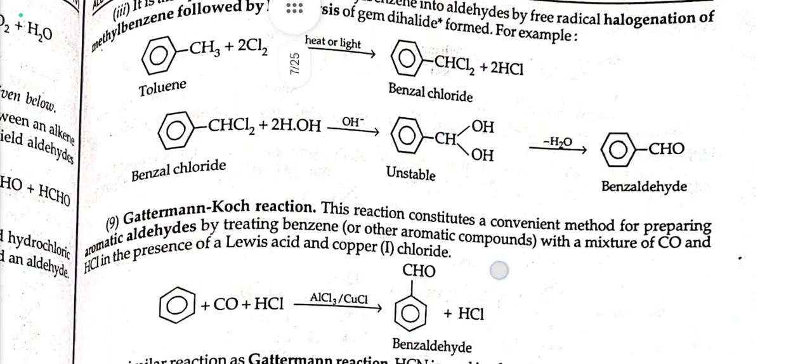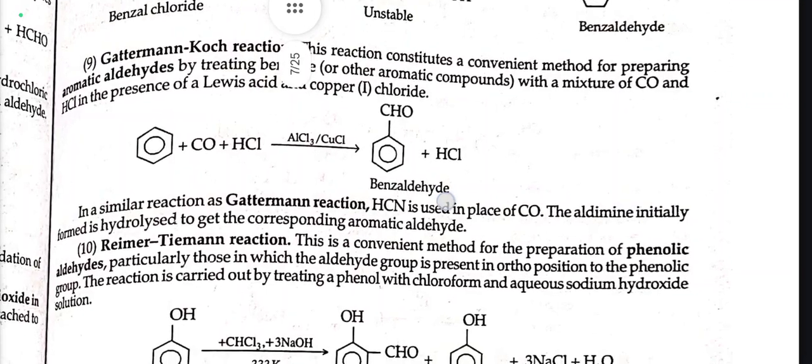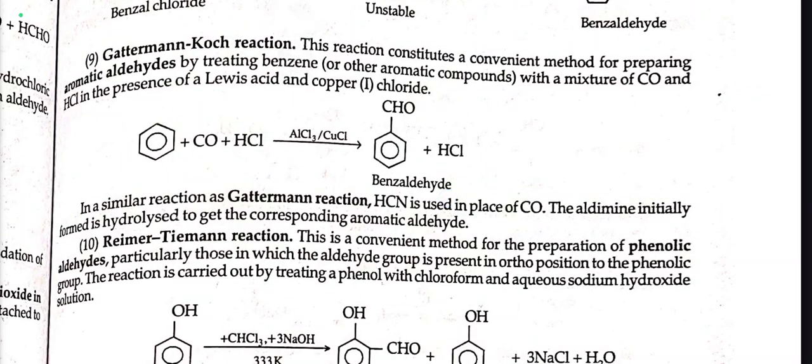Ninth method is Gattermann-Koch reaction. This reaction constitutes a convenient method of preparing aromatic aldehyde by treating benzene with a mixture of CO and HCl in the presence of a Lewis acid and copper chloride. In the similar Gattermann reaction, HCN is used in place of CO. The aldimine initially formed is hydrolyzed to get the corresponding aromatic aldehyde.